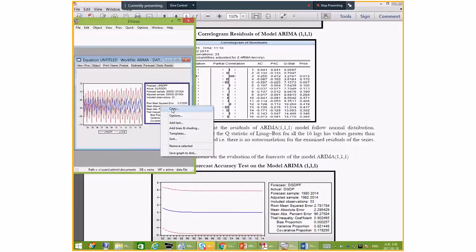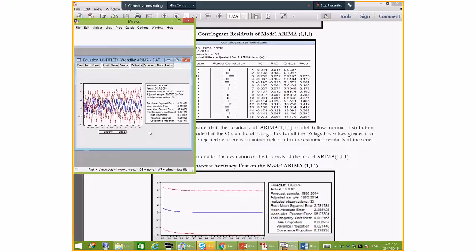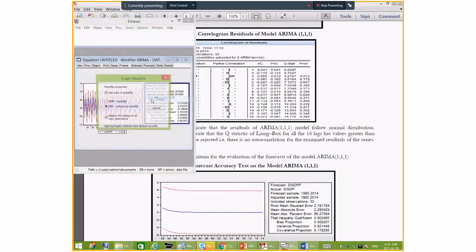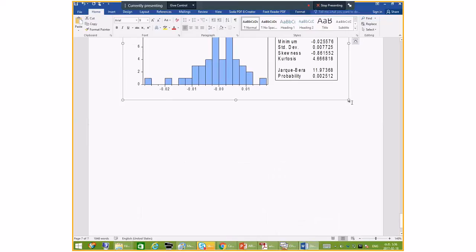This is the forecasting. Go for here, forecasting our RGDP, forecasting the name, logarithm for forecasting. Insert actual values for the estimated period. This is the forecasting output. Go for here and then the forecasting output.